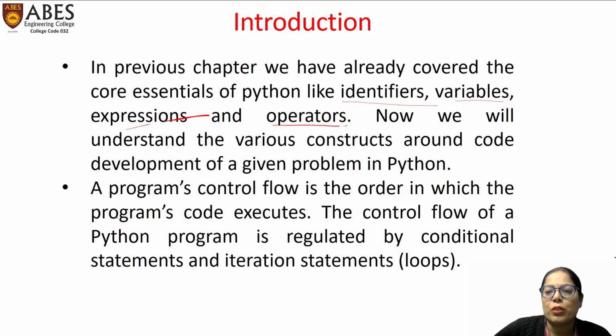Now, a program's control flow is the order in which the program code executes. The control flow of a Python program will be regulated by conditional statements or iteration statements. They are like if statement, if else, and iteration statements like loop statements like for loop. In this session, we will be talking about conditional statements, and specifically we will be talking about if statement.